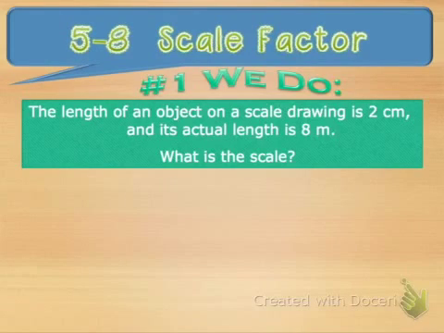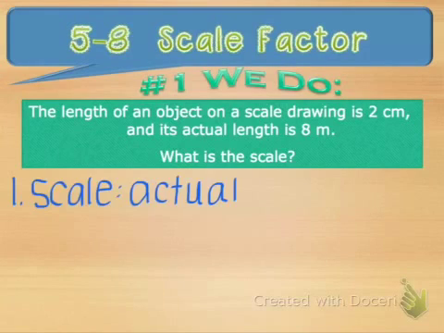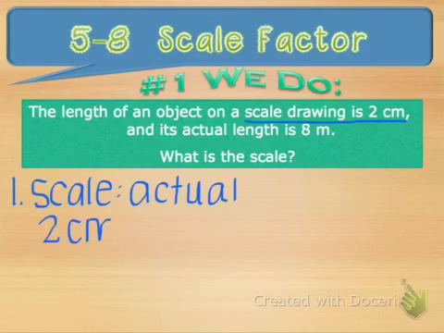So let's do some we-dos. We are going to do: the length of an object on a scale drawing is 2 centimeters, and the actual length is 8 meters. So we need to find the scale. The first thing that we need to do is write this as a ratio of the scale measurement to the actual measurement. So our scale measurement told us that it was 2 centimeters, and our actual measurement tells us that it's, in real life, 8 meters.